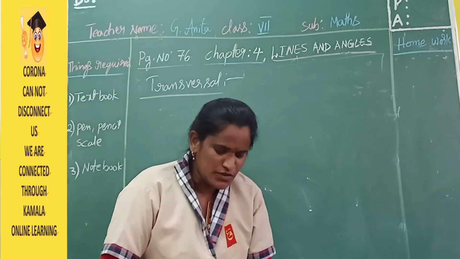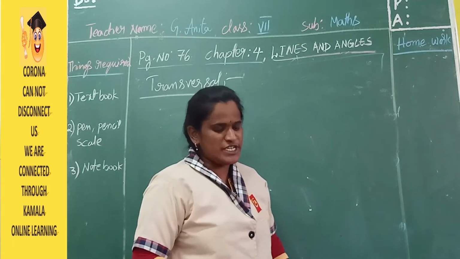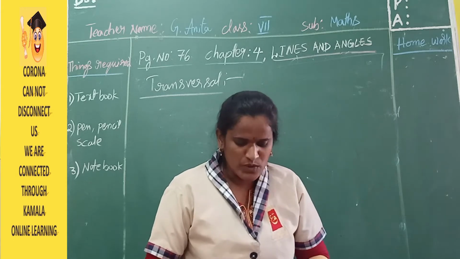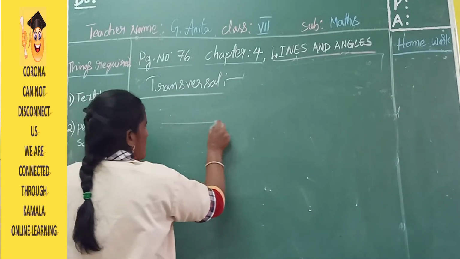Okay, students? So what is the meaning of transversal? A line which intersects two or more lines at different points is called a transversal. So got it, students? I am taking one example.